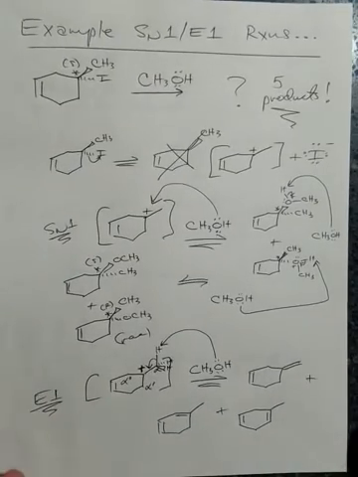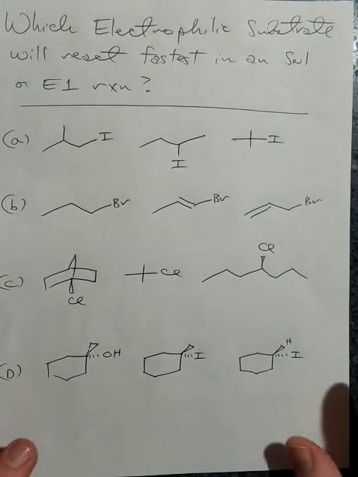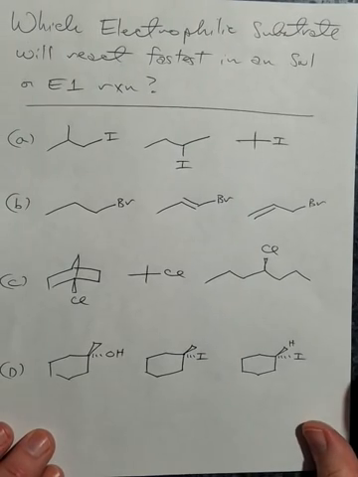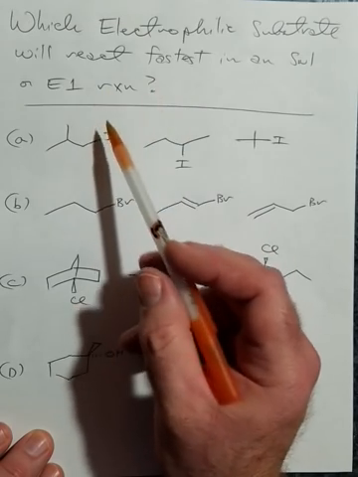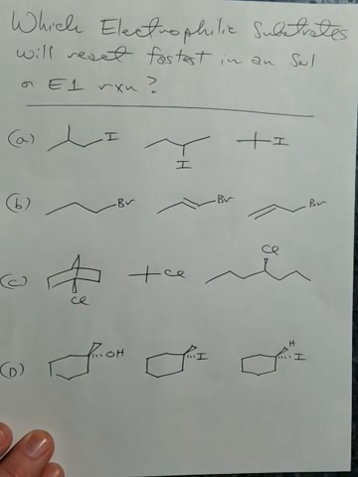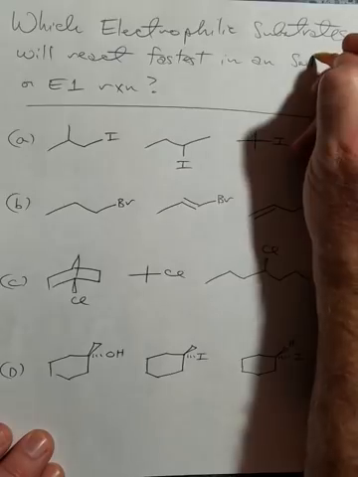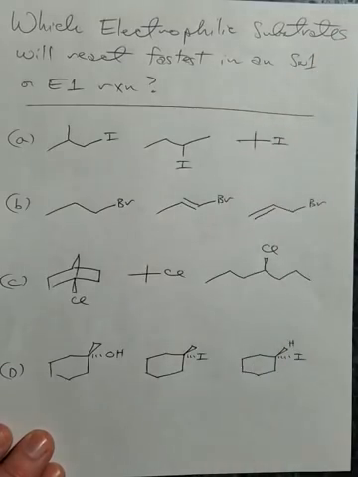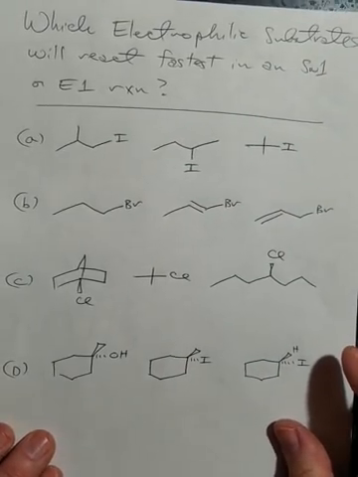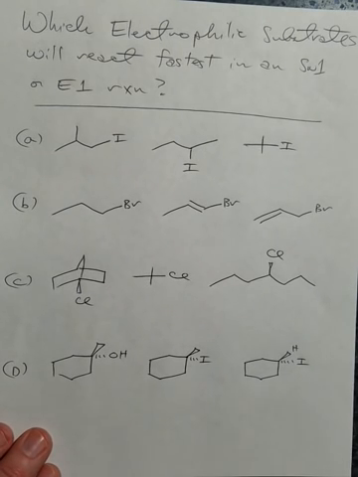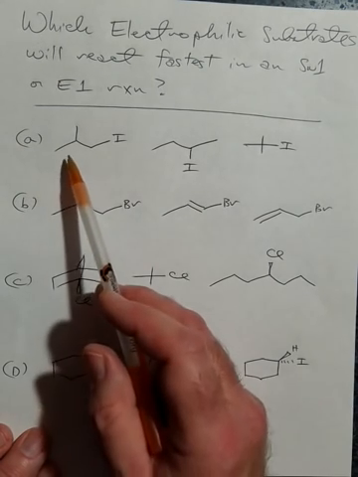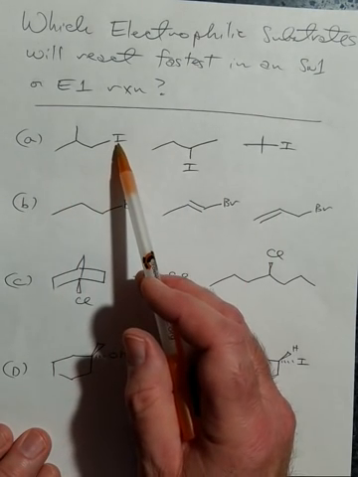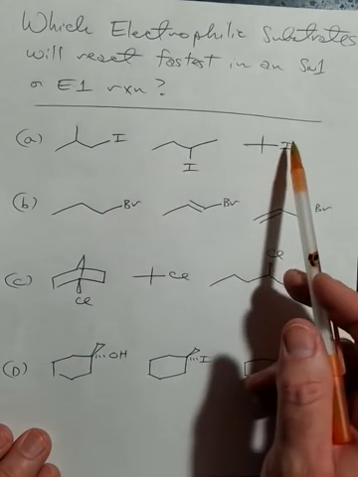SN1 and E1, always in competition with each other. All right, to wrap this up, let's look at the following question. Which electrophilic substrates will react fastest in an SN1 or an E1 reaction? And it doesn't really matter whether we're talking SN1 or E1. We now appreciate that they're always in competition with each other. The slow step, the rate determining step, is the same for both of them. So we can ask this question in this way. Let's look at these 3 substrates here. This is an iodine leaving group, iodine leaving group, iodine leaving group.